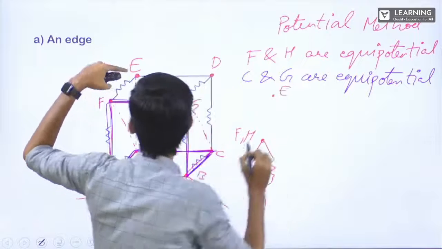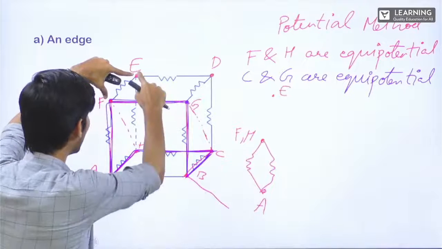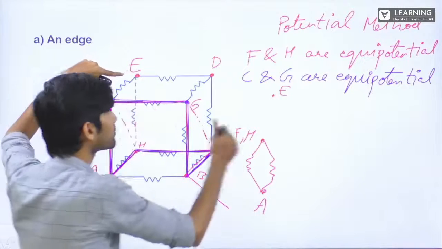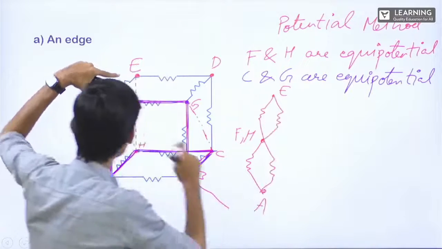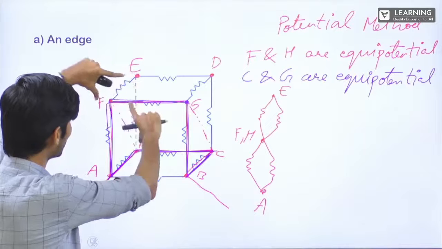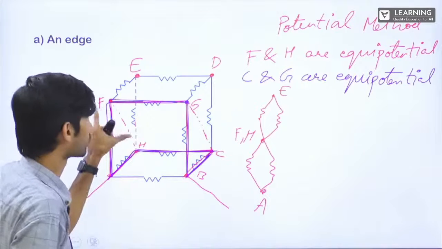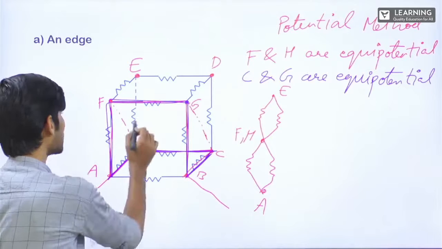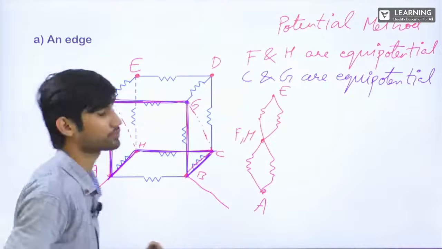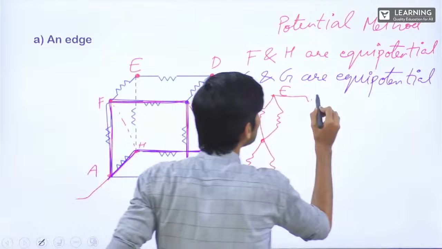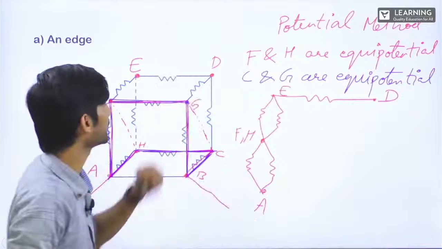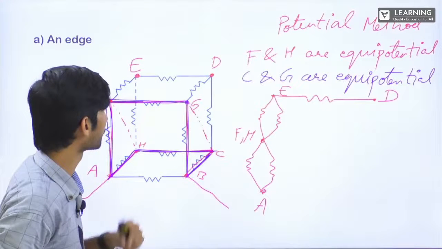See, EF and EH. E is connected to F also, and E is connected to H also. So basically, if you see, these two will become parallel if I join these two. If you can visualize, it will be very good. Then E and D are connected just like this. Now see points C and G.